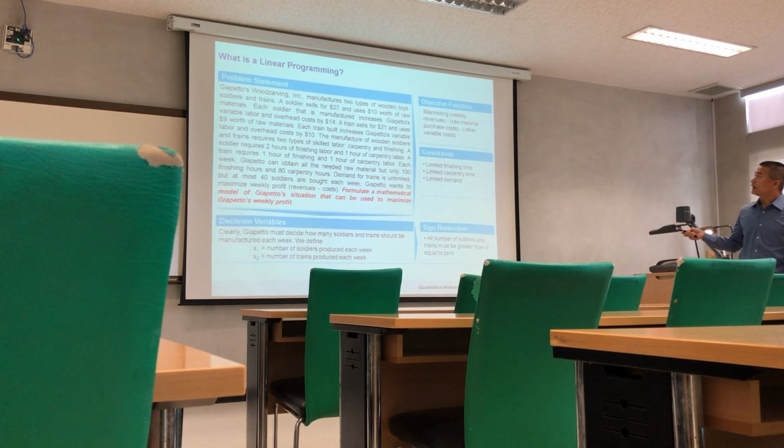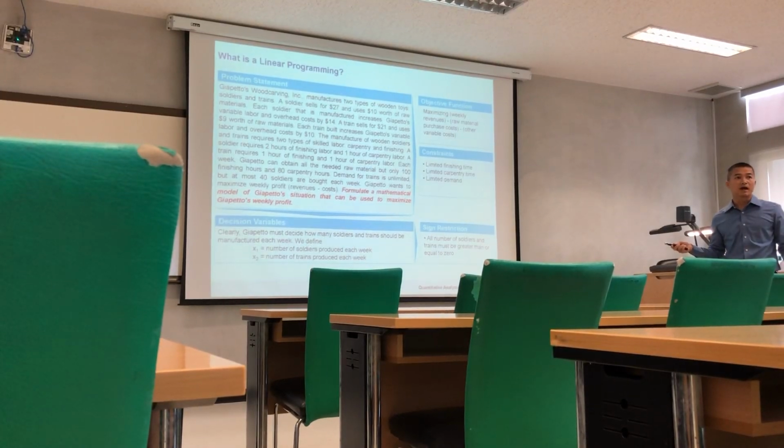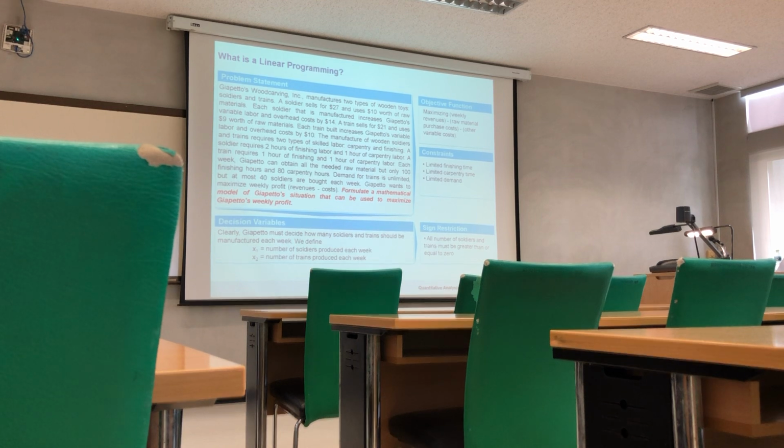Carving. They produce two types of wooden toys, soldiers and friends. Okay, these are the two types of toys they produce. Soldiers sell for $27, and use $10 worth of raw materials. That's the cost.